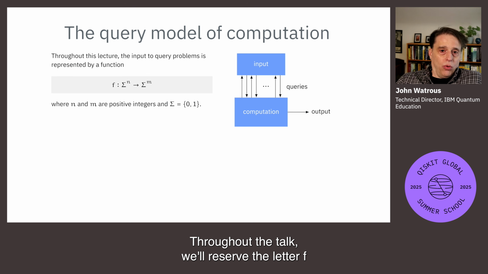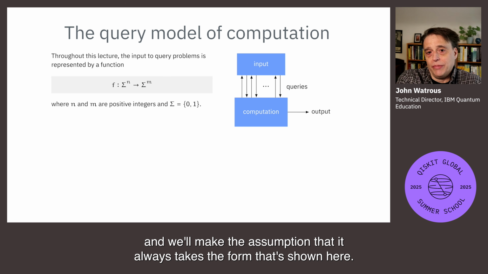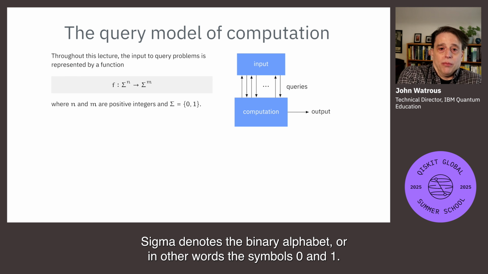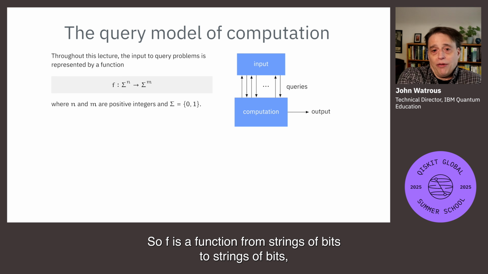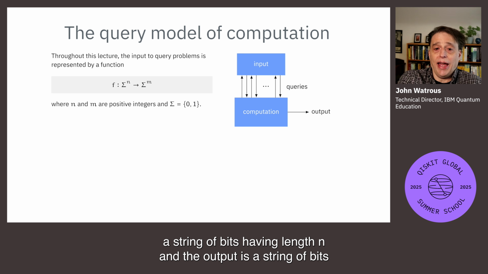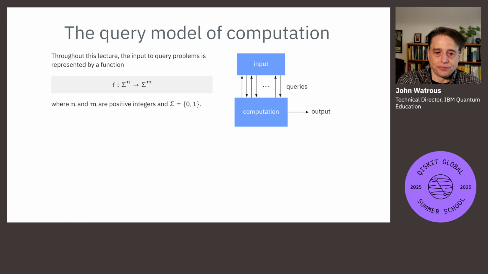Throughout the talk, we'll reserve the letter f for the function that represents the input, and we'll make the assumption that it always takes the form that's shown here. Sigma denotes the binary alphabet, or in other words, the symbols 0 and 1. So f is a function from strings of bits to strings of bits. And specifically, we'll assume that the input to f is a string of bits having length n, and the output is a string of bits having length m, where n and m are positive integers.